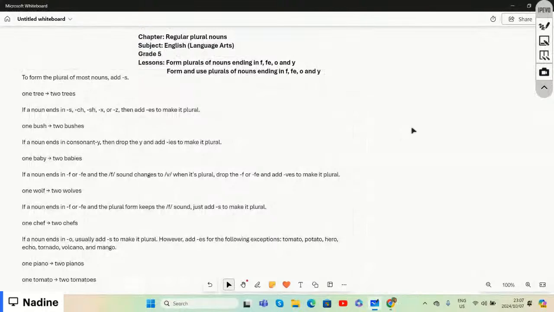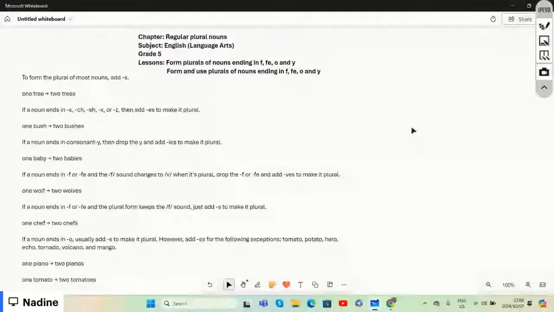All right. So when it comes to regular plural nouns, firstly, a noun names a person, a thing, a place, or an animal. That is a noun. And I'm first going to break down that word, regular plural nouns. If a noun names a person, animal, place, or thing, then plural nouns is basically to do with more than one, anything that is two or more.